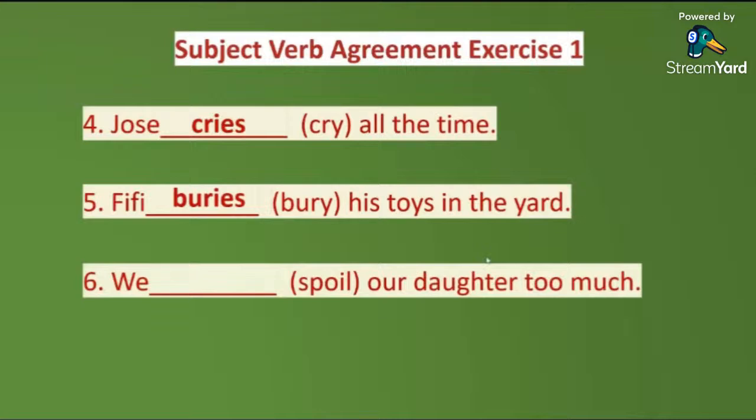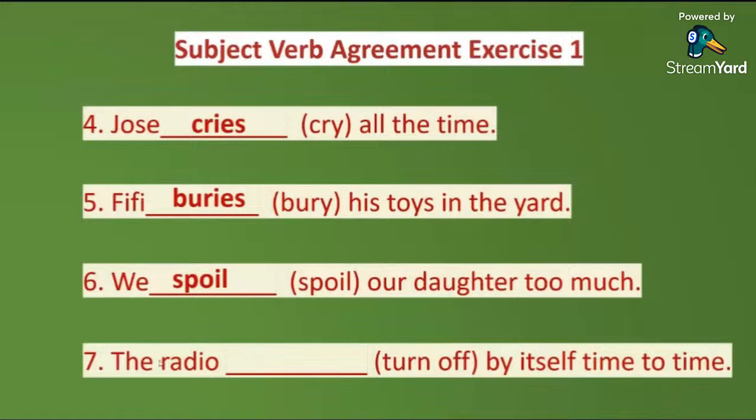Number 6. We blank our daughter too much. The verb inside the bracket is spoil. And our subject is a plural subject pronoun, we. So answer is we spoil our daughter too much. We keep the base form of the verb, which is spoil, for our subject is a plural pronoun, we.